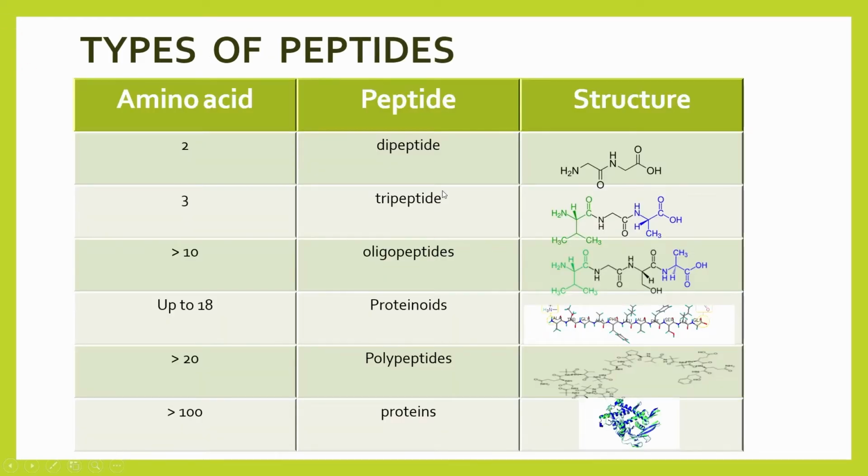Moving on to the types of peptide that we can have. Peptides can be classified on the basis of the number of amino acids present in them. If we have two amino acids, we get a simple dipeptide as we did in the previous slides. If there are three, it's called a tripeptide, and similarly, we have oligopeptides, proteinoids, polypeptides, and proteins. If we have more than 100 amino acids in a chain, it makes a protein.